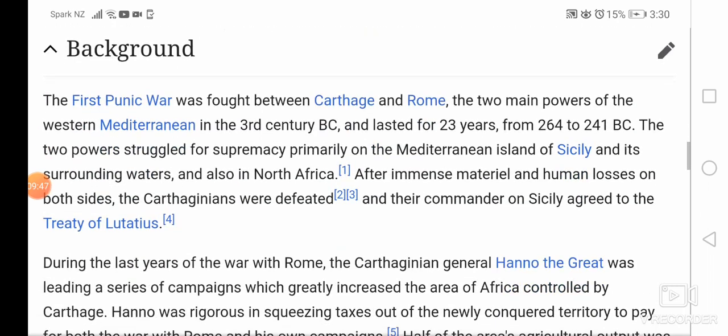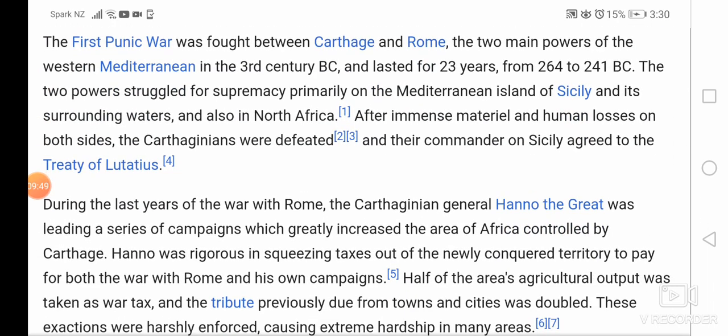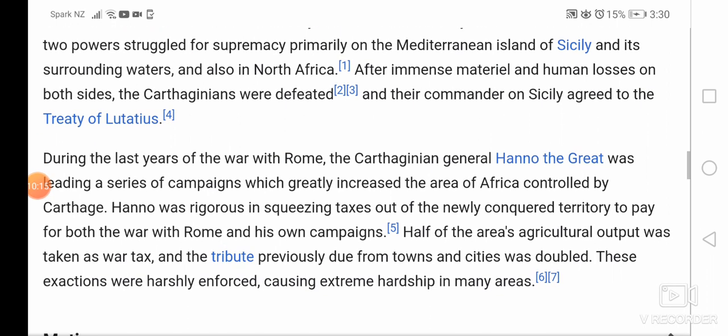Background. The First Punic War was fought between Carthage and Rome, the two main powers of the West Mediterranean, in the 3rd century BC, and lasted for 23 years. From 264 to 241 BC, the two powers struggled for supremacy primarily on the Mediterranean island of Sicily and its surrounding waters, and also in North Africa. After immense material and human losses on both sides, the Carthaginians were defeated, and their commander on Sicily agreed to the Treaty of Lutatius.